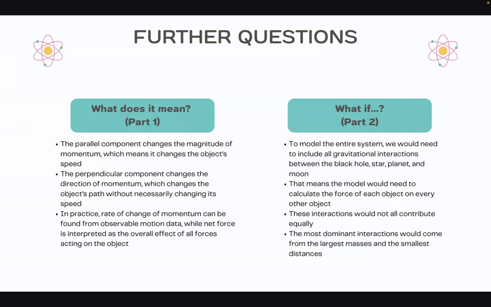And for what if in part two, if I wanted to model the entire system, including the black hole, star, planet, and moon, I would need to include all gravitational interactions between every pair of objects. Those interactions would not all contribute equally. The dominant interactions would come from the largest masses and the smallest distances because those produce the greatest gravitational forces.